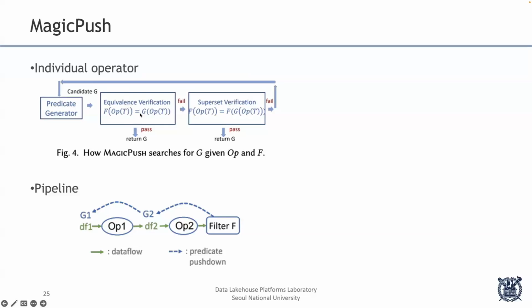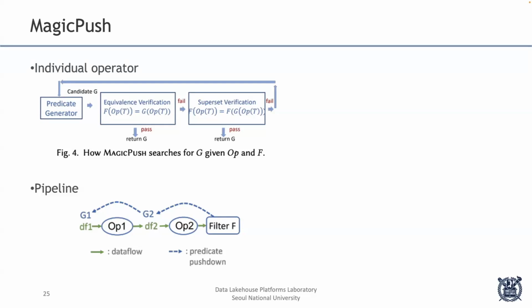But if it fails, then it will go to superset verification. What does superset verification mean? Equivalence verification means we can replace F with G. But for superset verification, it means that G will filter a lot of the rows or some of the rows, but we still need F to filter on the output of G of OP of T. But still, since G is the most selective out of the enumerated candidates, we still return G, but we don't get another one that is less selective. So that's the superset verification.